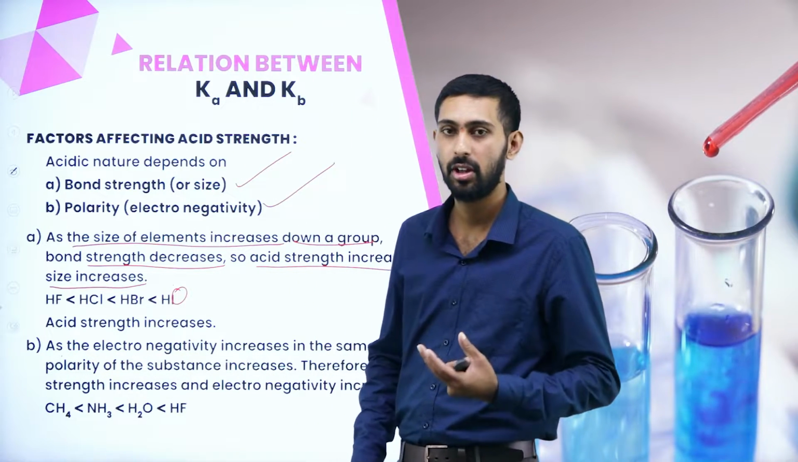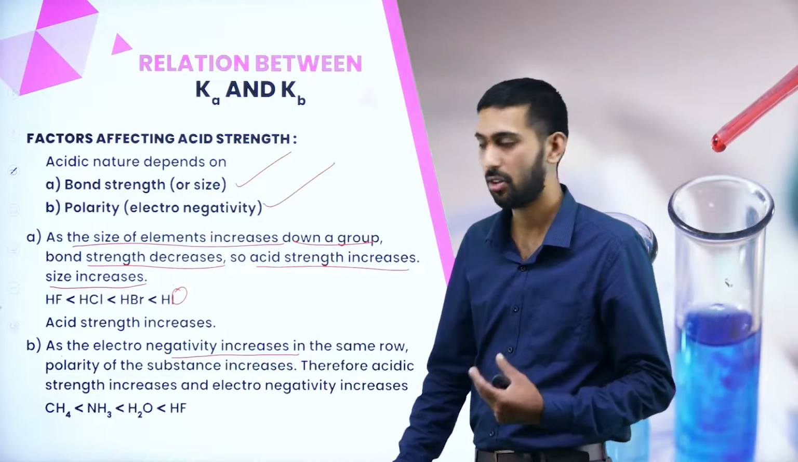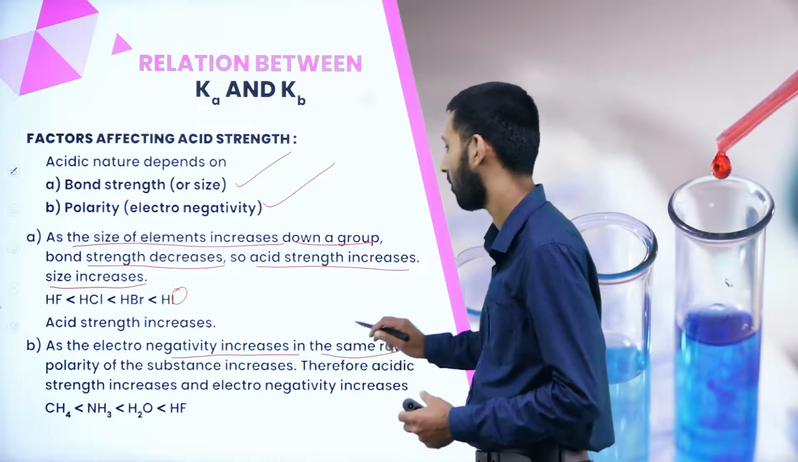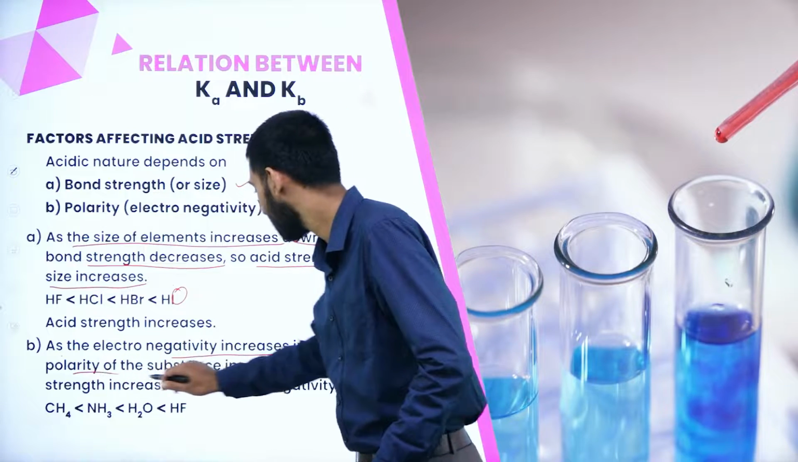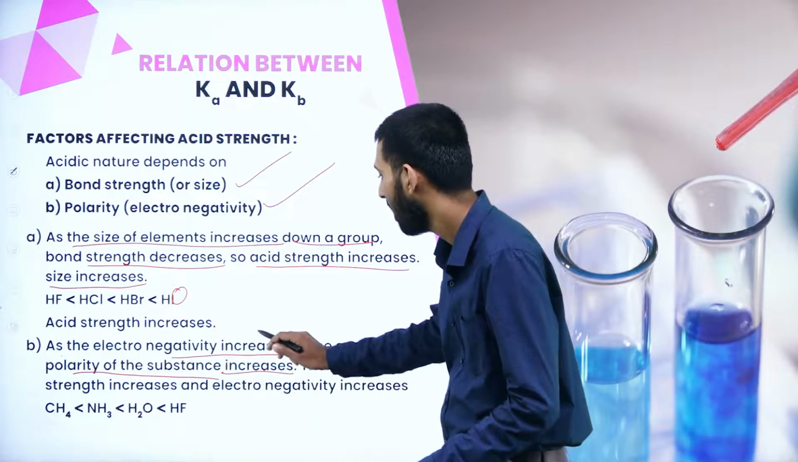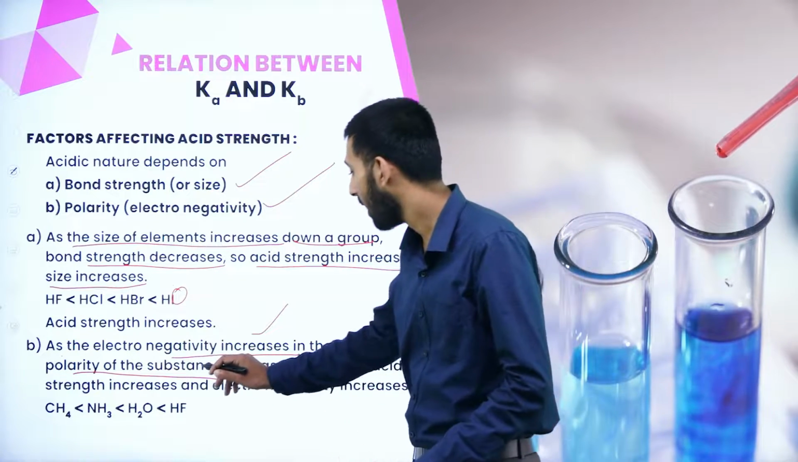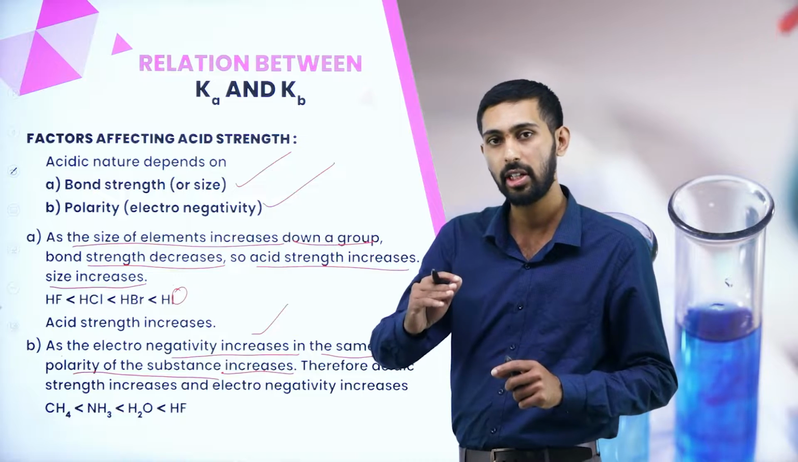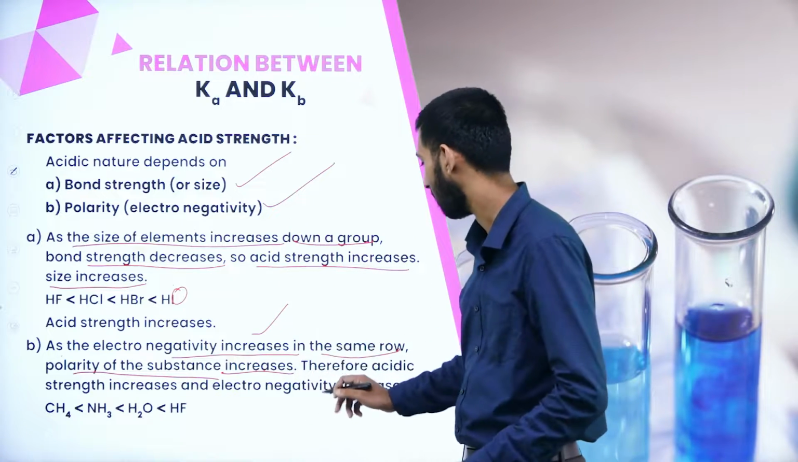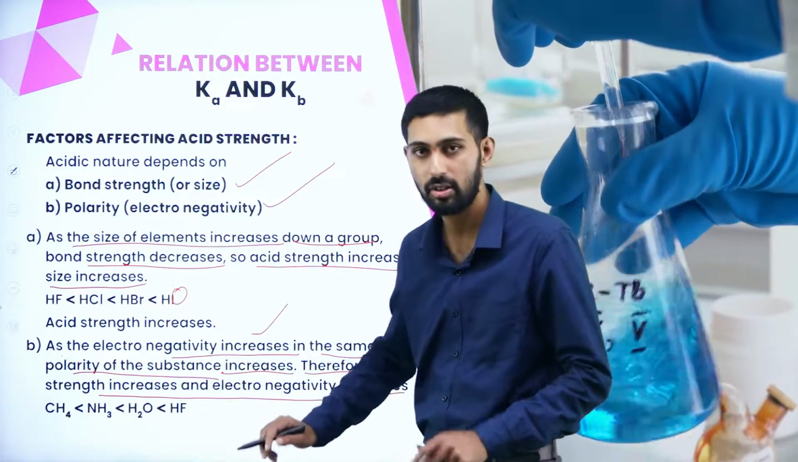electronegativity. If we come to the concept of electronegativity, as electronegativity increases in the same row, the polarity of the substance also increases. When electronegativity increases, polarity also increases. So therefore acidic strength increases as electronegativity also increases.